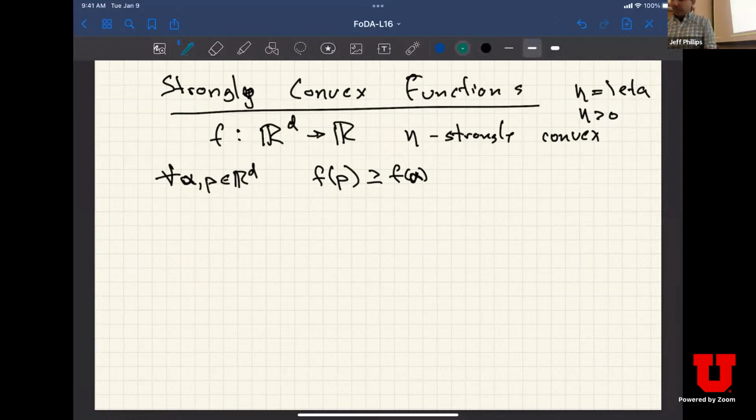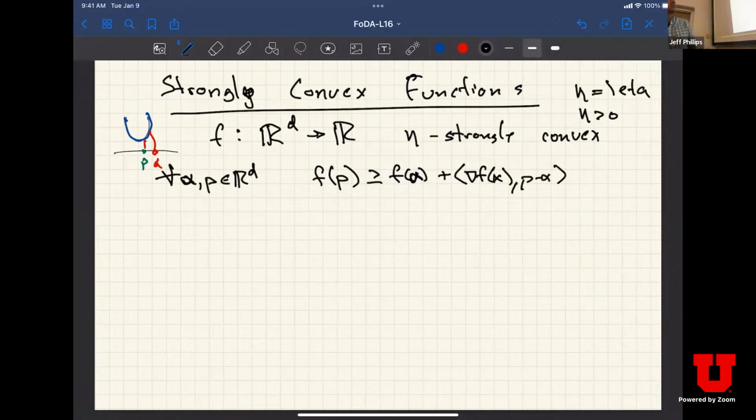I'll draw a little bit better picture now, but just to help guide you a little bit. This is our function. We're going to have a point P, and we have alpha. And so we're going to compare the values at alpha and P, and we want it to be greater than f of alpha. There's more to this equation. Plus the gradient at alpha dotted with P minus alpha.